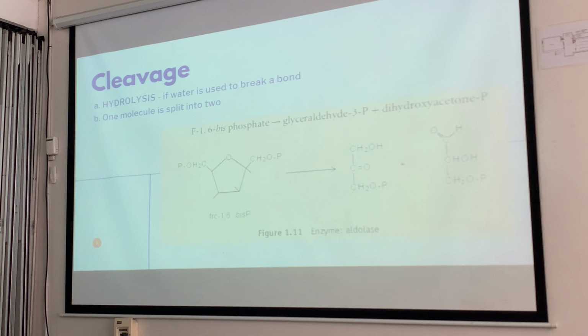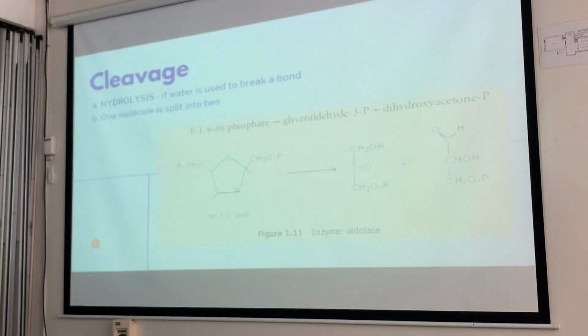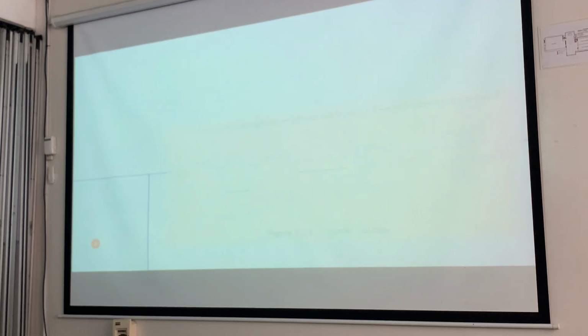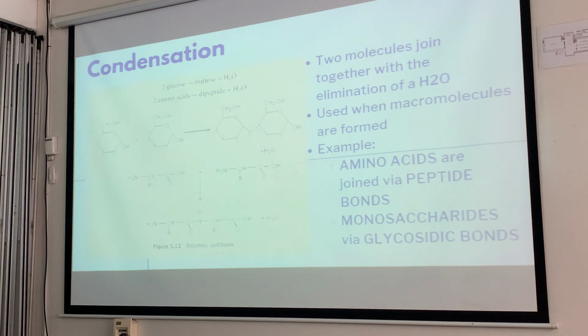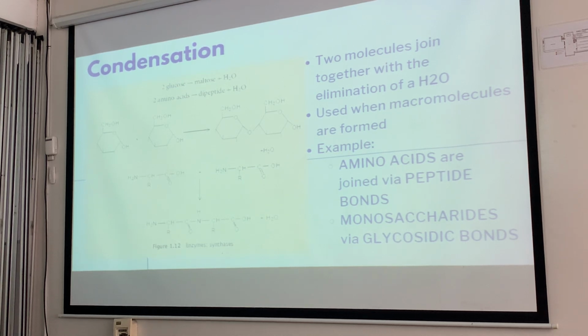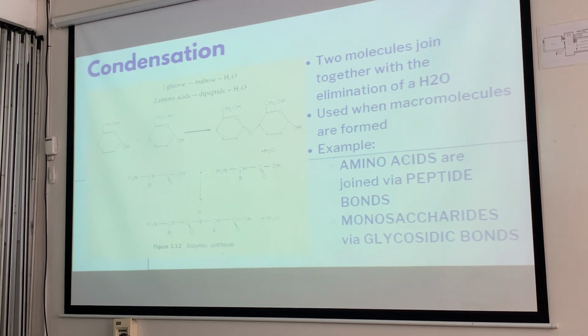So your enzyme aldolase is termed a glycolytic enzyme that is based on sugar. It catalyzes the conversion of fructose 1,6-bisphosphate into your G3P and your DHAP. Okay? So you will find this in the middle part of glycolysis. So that's cleavage, just a breakup. Two types: you can use water to split molecules, or an enzyme splits one molecule into two.